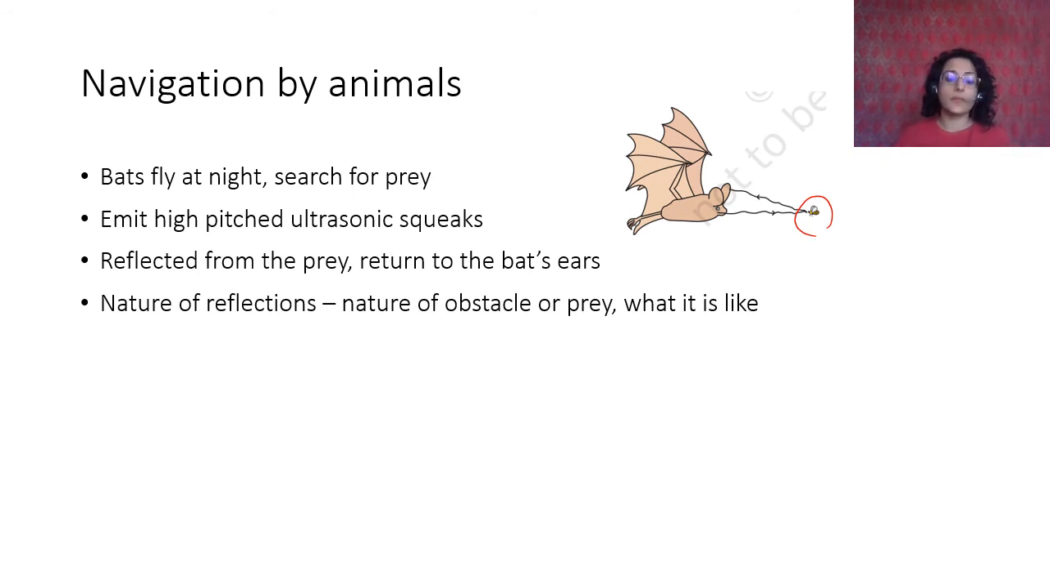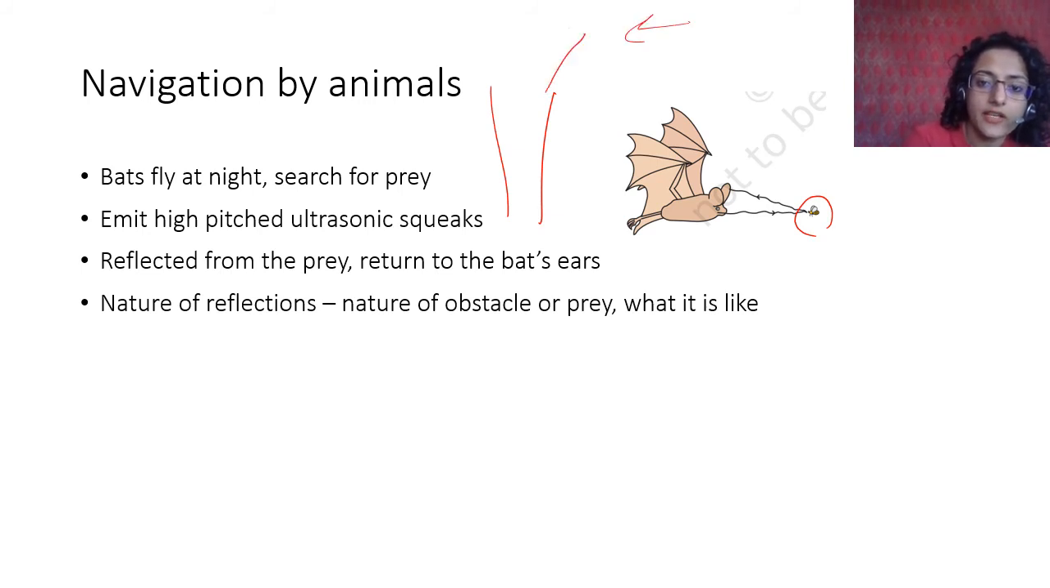Not just the prey but also an obstacle, if a building comes in front or there is a rock or a tree, then how does it know? By the nature of reflections. For example, if it's a tree and the bat is flying here, then there are a lot of leaves.